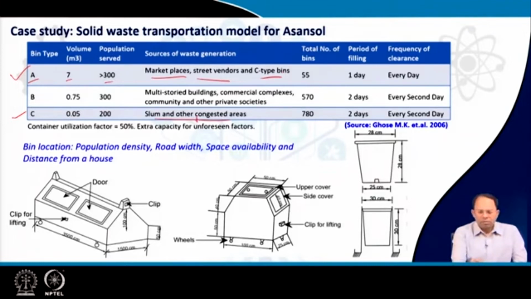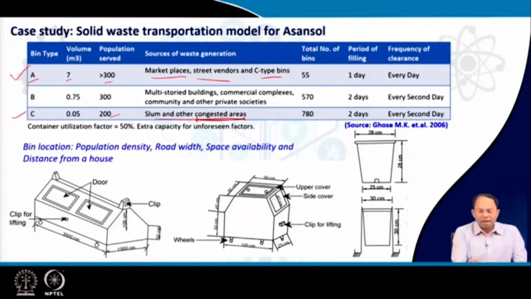Now as per MSW 2016, we cannot have this kind of a system. We have to have door-to-door collection, but over here it is stated that it's a community bin level system. That means these bins are provided in close proximity and serve around 200 people approximately for an area.